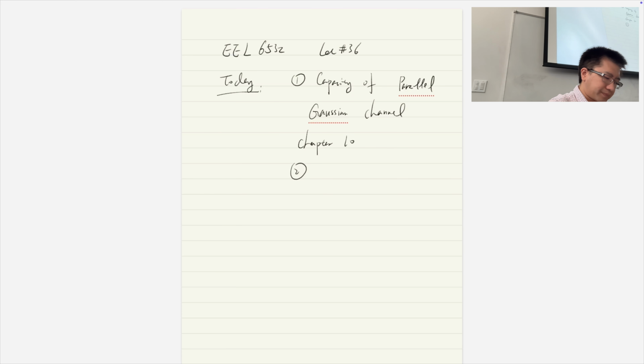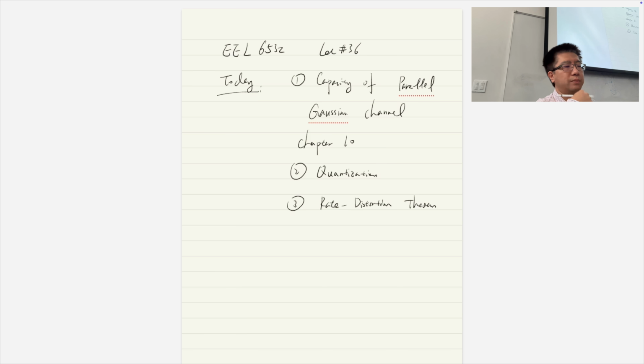Okay, and so chapter 10 is about going back to source coding again. Before, we talked about lossless source coding, which means that we have to recover the source information exactly, right? But here, we allow a mistake. We allow the loss there. Okay, so lossy source coding. First of all, we're going to talk about quantization. Okay, and then we'll talk about the rate distortion theorem. Distortion basically means the loss. Okay, so that's the agenda.